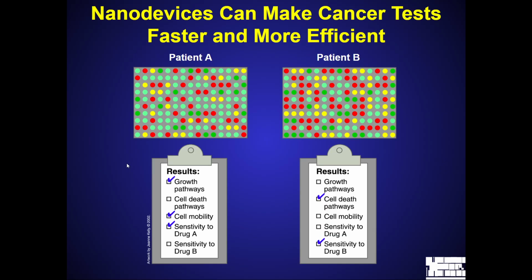So nanodevices can also make cancer tests easier, and miniaturizing these tools can allow many to be on the same device, which can allow many tests to be run at the same time.